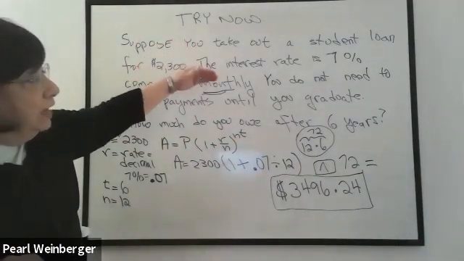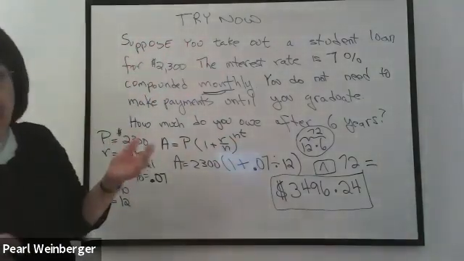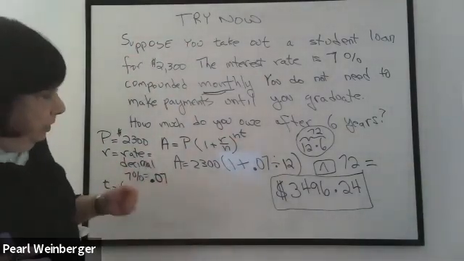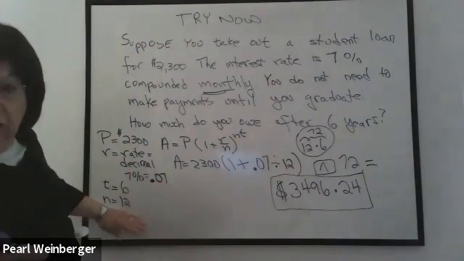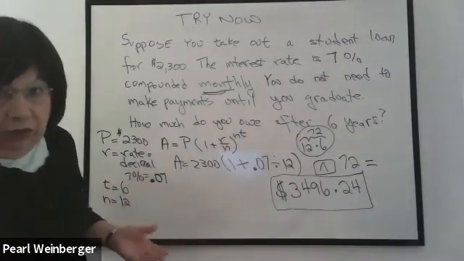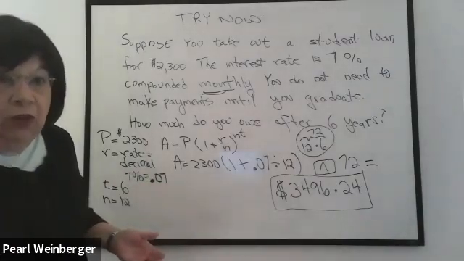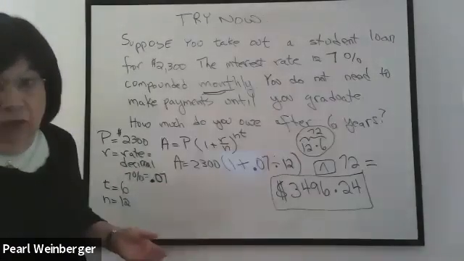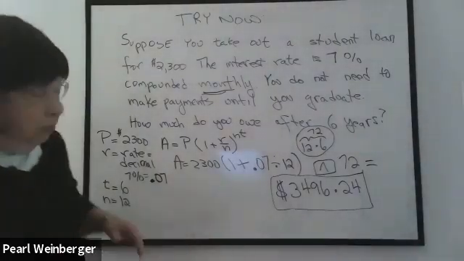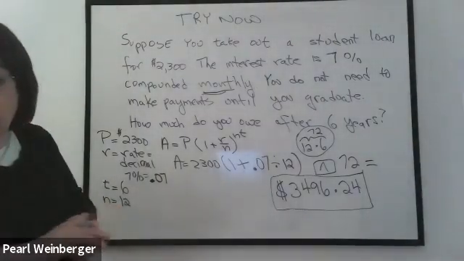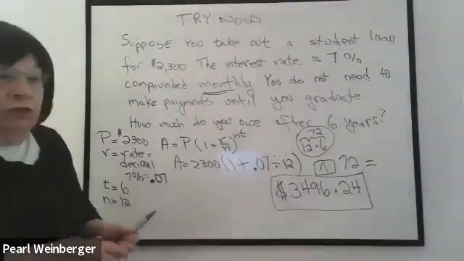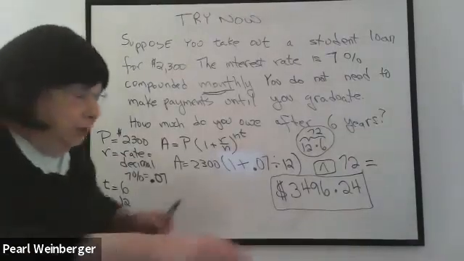Now, when it says it's compounded monthly, it means it's doing it once a month, which means in a whole year, it's doing 12. So that's where the 12 comes from. If it would have said compounded quarterly, which is another common way, quarterly means every 3 months, which means it's 4 times a year, and then your N would be 4. Does that make sense now? Okay. All right, so let's go on from here.